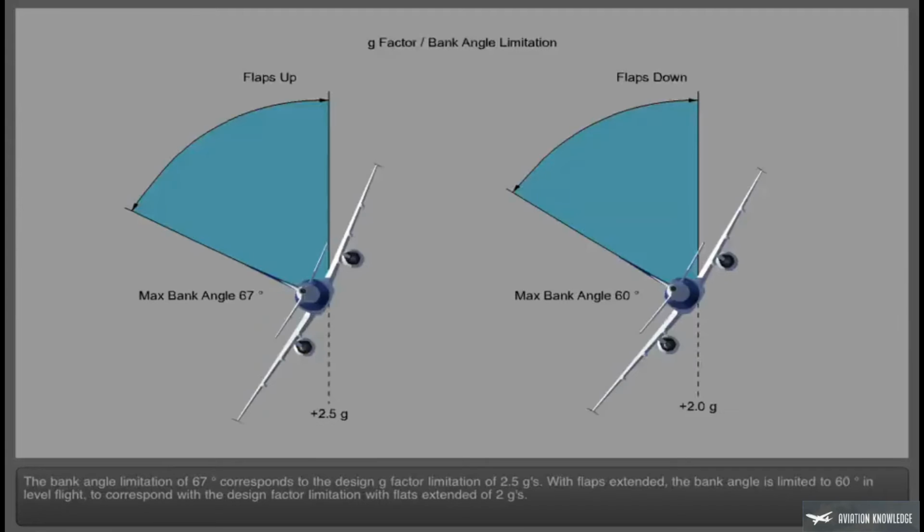The bank angle limitation of 67 degrees corresponds to the design G-factor limitation of 2.5 Gs. With flaps extended, the bank angle is limited to 60 degrees in level flight to correspond with the design factor limitation with flaps extended of 2 Gs.